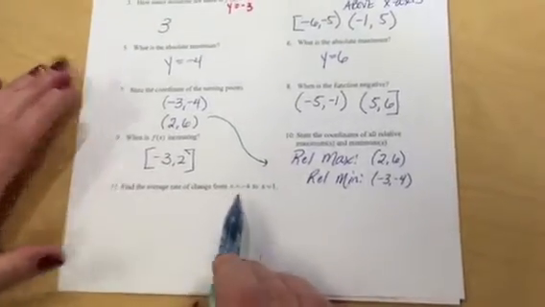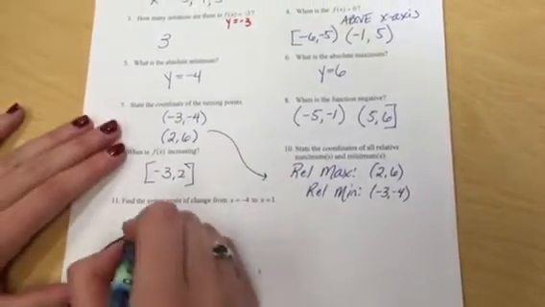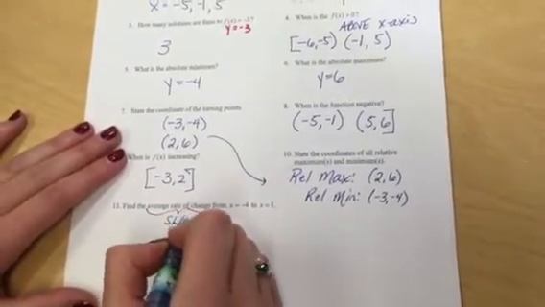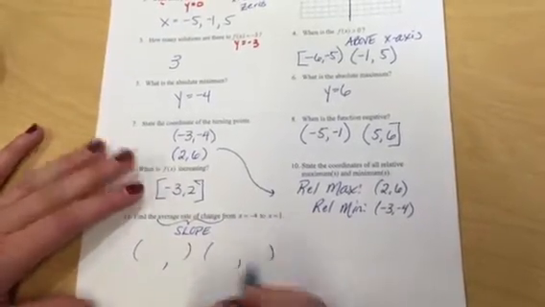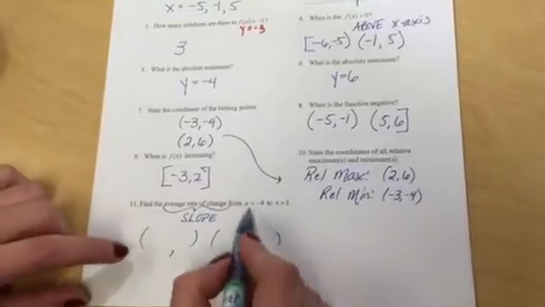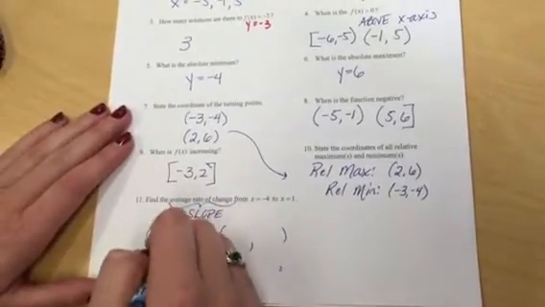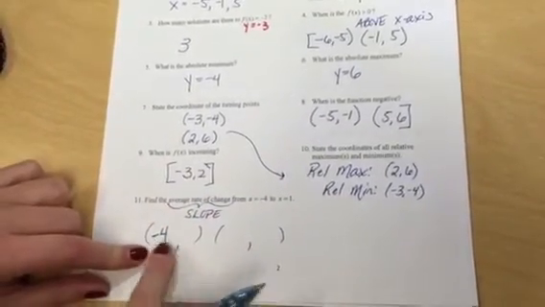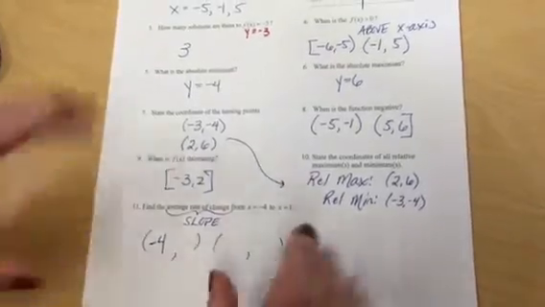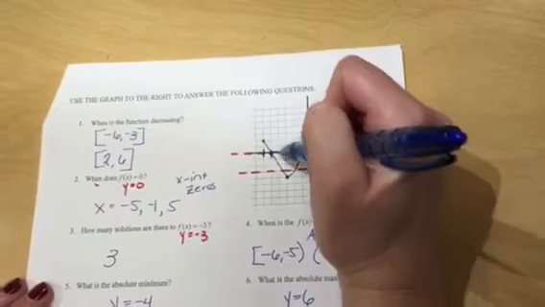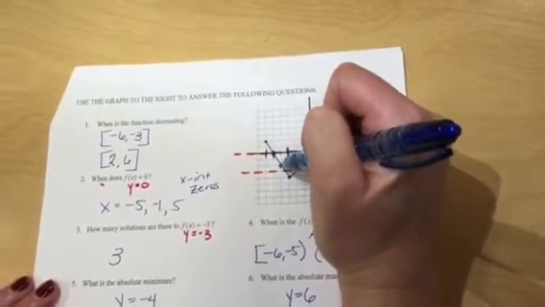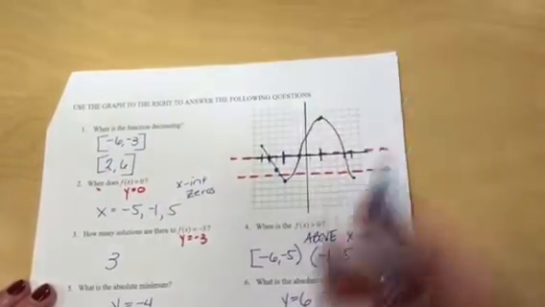Finally, find the average rate of change from -4 to 1. Average rate of change, that means slope. Every time you are doing the slope, you need 2 coordinates, okay? When x equals -4, this is my first coordinate. -4, I have to find my y. So I go to my graph. 1, 2, 3, 4. When x is -4, my graph is right here. That has a y coordinate of -2.